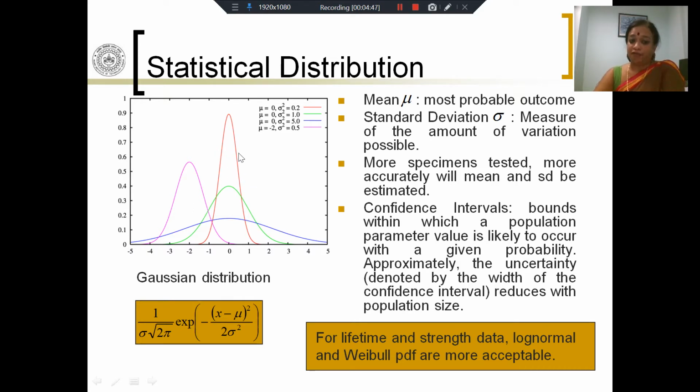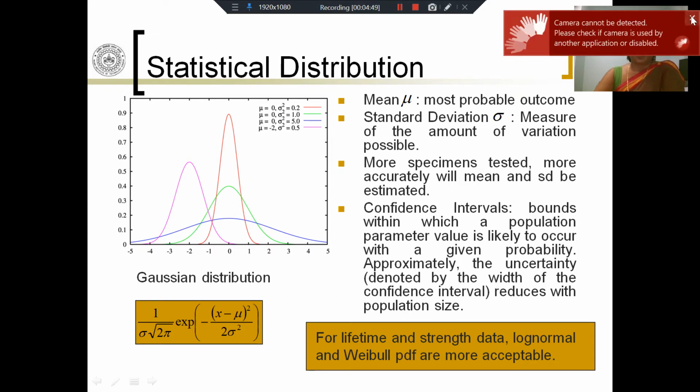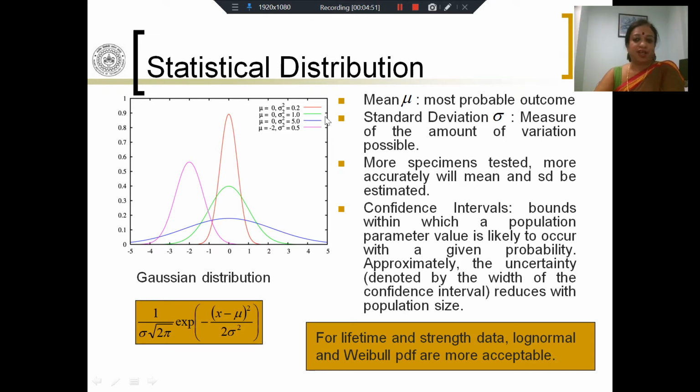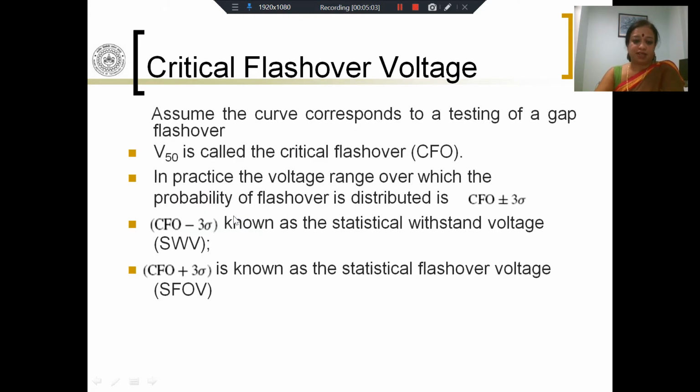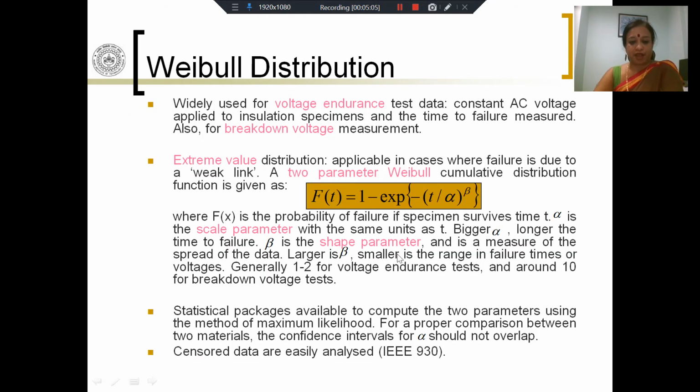And the other three curves would have a higher alpha than magenta, and equal among themselves. However, the red curve will have a high value of beta, that is, there is less spread, smaller standard deviation, and beta will decrease as we go from the red to the green to the blue curve. So that is how you understand the Weibull distribution.